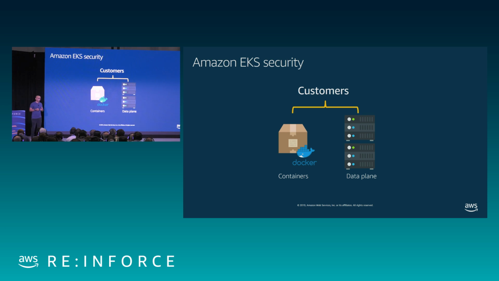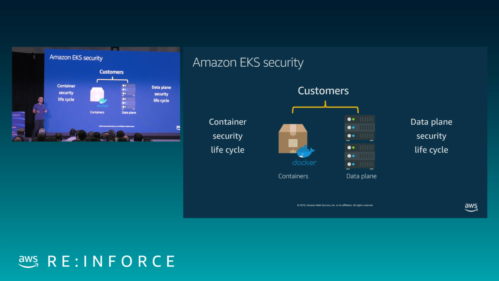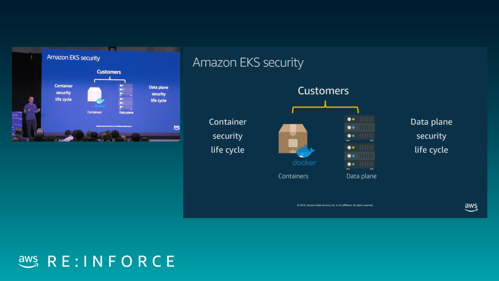This also means that customers own a part of the shared responsibility model. The security and compliance of Amazon EKS consists of the data plane security and the container security that the workloads are running on. This can be separated into the data plane security lifecycle and the container security lifecycle, and this is how I like to view it. We will focus on the data plane security lifecycle due to the scope of this presentation, and there are several other container security presentations at the conference which you can deep dive into to learn more about the container security lifecycle as well.